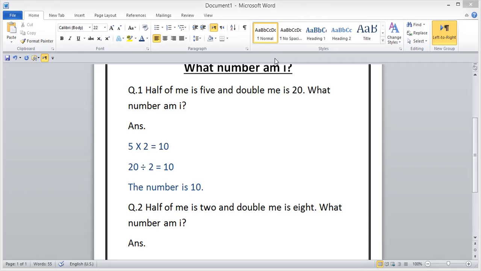Yes, guys, any student who did not understand how to solve these questions? Okay, I would like to take Ammar. Yes, Ammar. Okay, Amjad. Yes, Ammar.